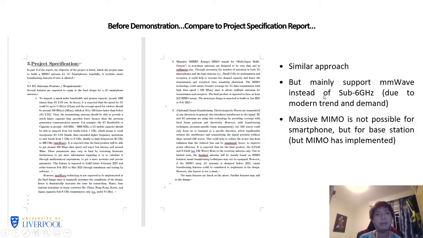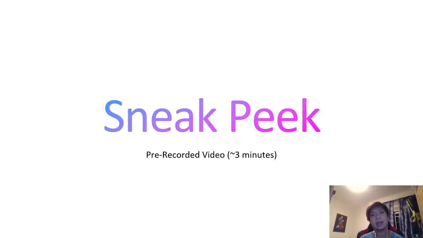And if we compare to the initial stage of our project specification, we have a similar approach, but we can't implement massive MIMO since it's most likely for a base station instead of a smartphone. But we implement 4 MIMO with 6 patch antennas. I think it's enough, and we changed from sub 6 GHz to 28 GHz due to the modern trend these days. And I would like to share with you a sneak peek of my work.